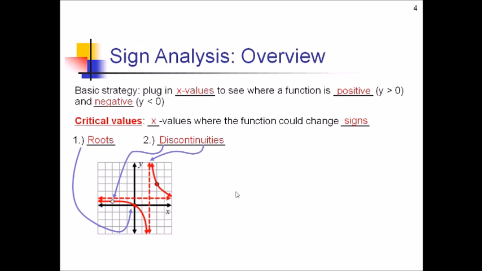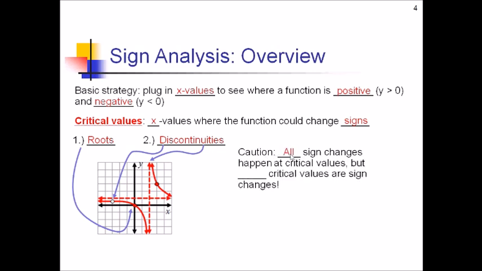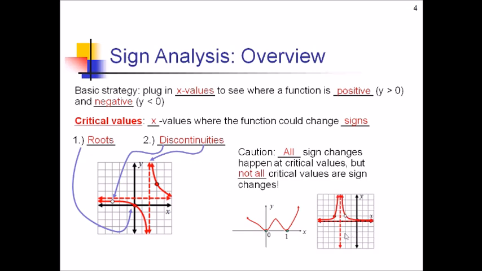So we have to be careful here. All sign changes have to happen at one of these 2 types of things, roots or discontinuities, but not all critical values are going to give you a sign change. For example, in this graph, we have x-intercepts here, but since we're bouncing off the x-axis, we're not actually changing the sign of y. Or, if you have some discontinuities, in this one, notice we have a vertical asymptote and a hole, but neither of these results in a change from positive to negative, or the other way around. So we actually do have to test each of the intervals created by these discontinuities and roots.